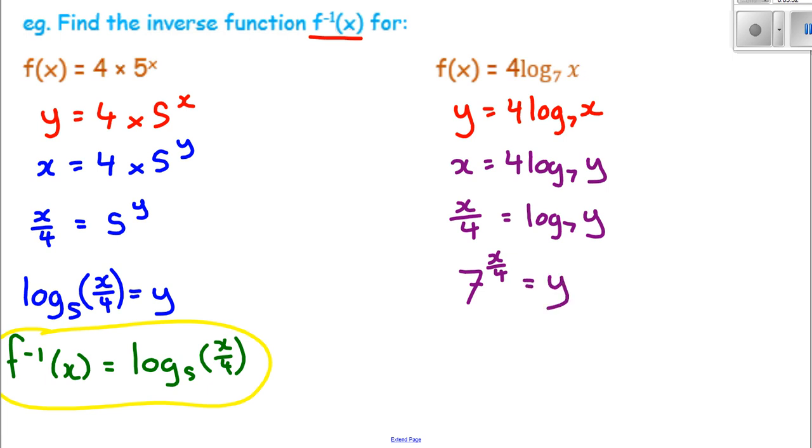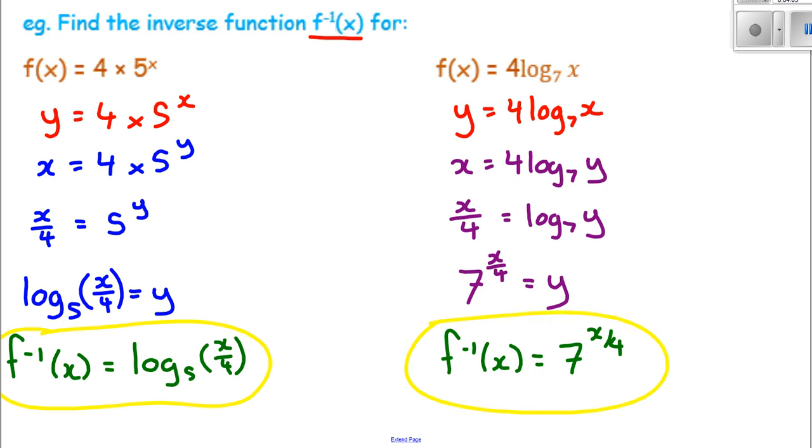So we're almost done. We just need to replace the y with f minus 1 of x. So don't forget to do this nice final step. 7 to the power of x over 4. There we go, and that's our inverse function. Don't forget, don't leave your inverse function written as y equals. Write it as f to the negative 1 of x.